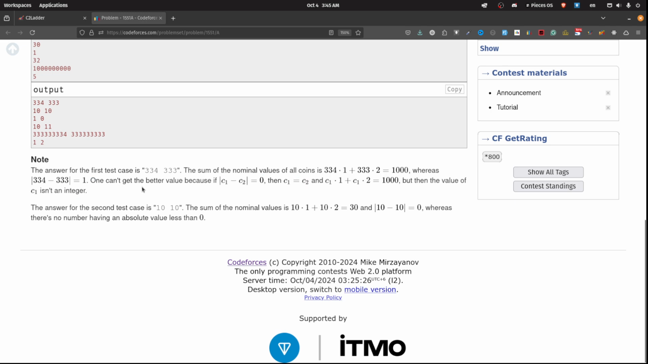One can't get a better value if C1 minus C2 is equal to 0. Here C1 minus C2 isn't 0, it is equal to 1. Then C1 equals C2, so in this case C1 and C2 are equal, basically 0. And the final one is C1 into 1 plus C1 into 2, but then the value of C1 isn't an integer.